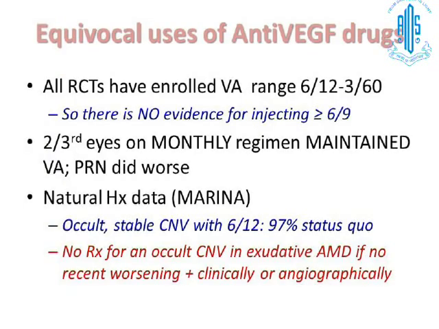Now let's come to the equivocal use of Avastin or anti-VEGF drugs in general. We have to remember that all the randomized trials have actually enrolled patients with a vision ranging from 6/12 to 3/60, as Dr. Annie pointed out. So there is actually no evidence for injecting in patients who are 6/6 or 6/9.